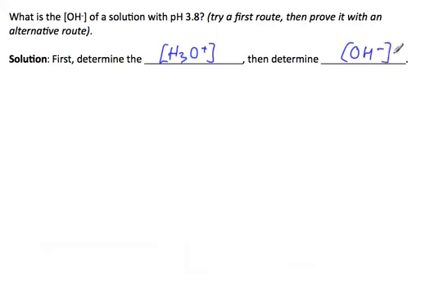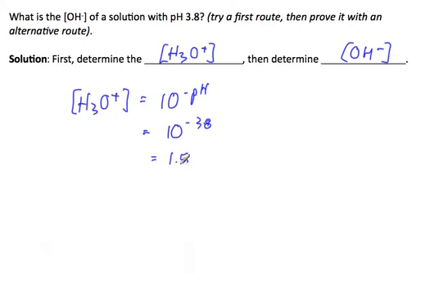So how do we find hydronium given pH? Well, we've already done that. The hydronium ion concentration equals 10 to the minus pH, equals 10 to the minus 3.8, equals 1.58 times 10 to the minus 4 moles per liter. And again, the pH is pretty low. That's quite acidic. That's a pretty high concentration of hydronium ion.